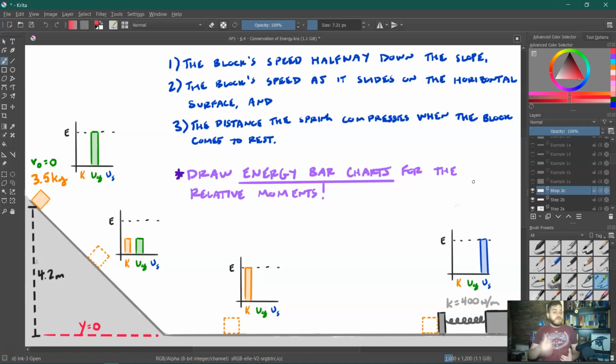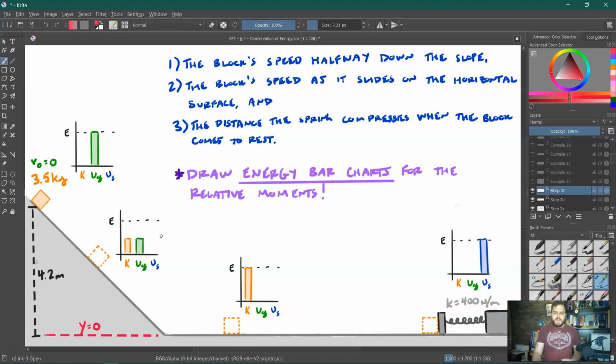Now, a couple things we want to notice here. One, mechanical energy is always conserved because this is a frictionless slope. So we don't need to worry about losing any energy to thermal energy. If that was not the case, we would have to consider that. Secondly, these are pretty easy. This is all gravitational potential, all kinetic, all elastic potential.